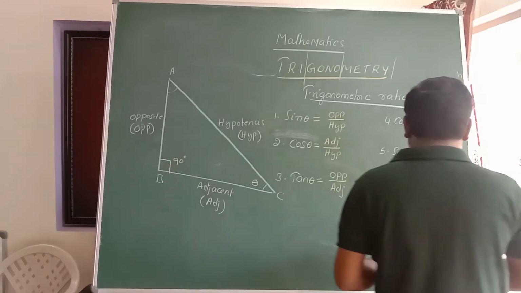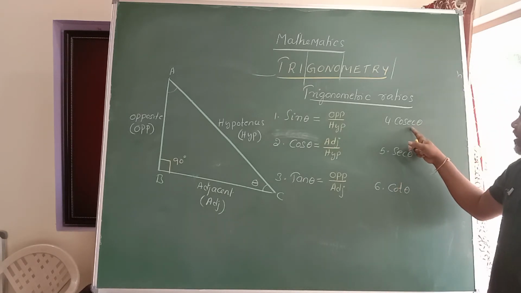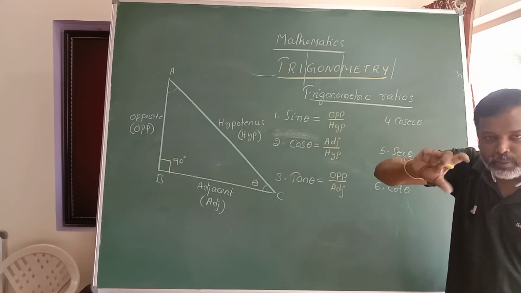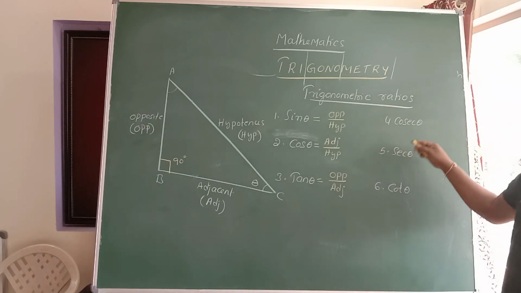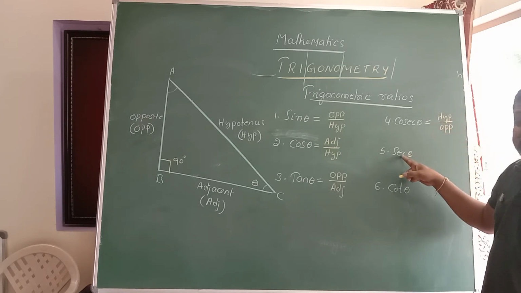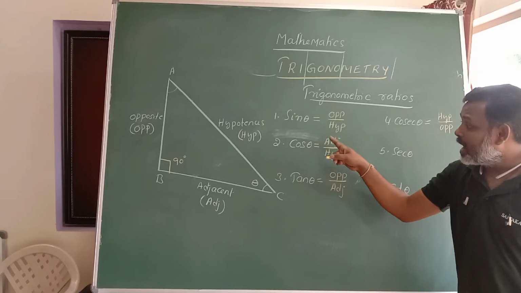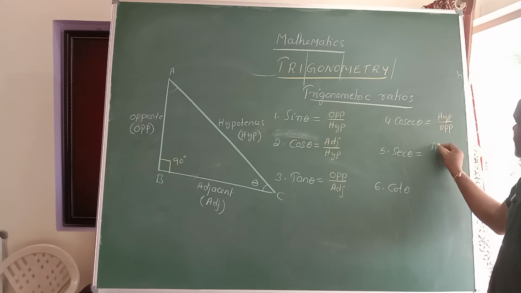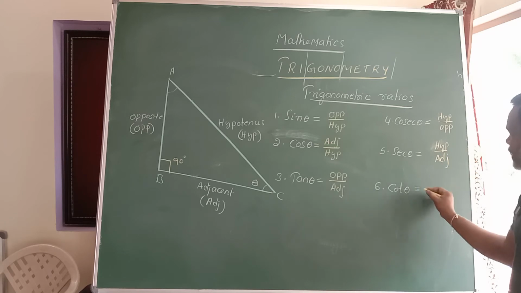Now have a look on this. Cosecant theta is always the reciprocal of sin theta. Reciprocal means upside down. Now sin theta is opposite by hypotenuse, then cosecant theta is equal to hypotenuse divided by what? Opposite. Similarly, secant theta is the reciprocal of cos theta. We have cos theta as adjacent by hypotenuse, then secant theta is given by hypotenuse divided by adjacent. And similarly, we can define cot theta as adjacent divided by what? Opposite.